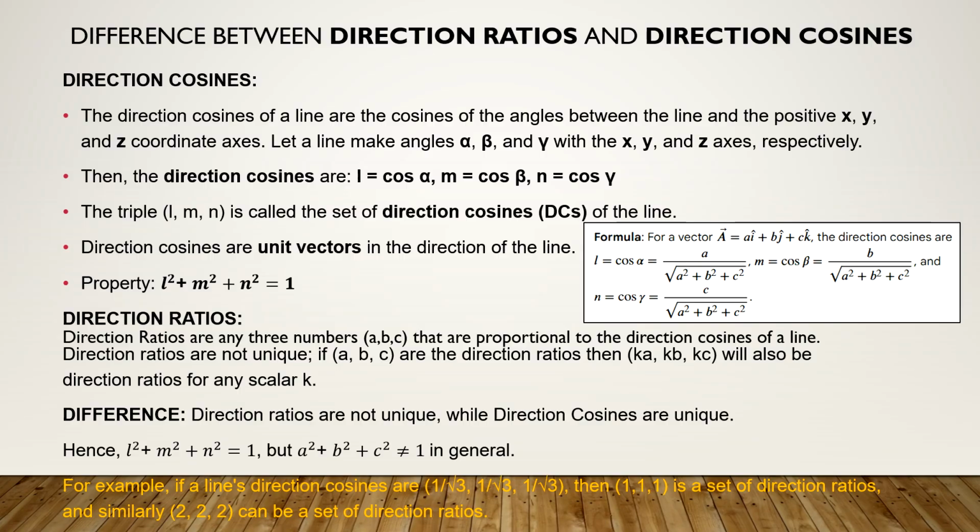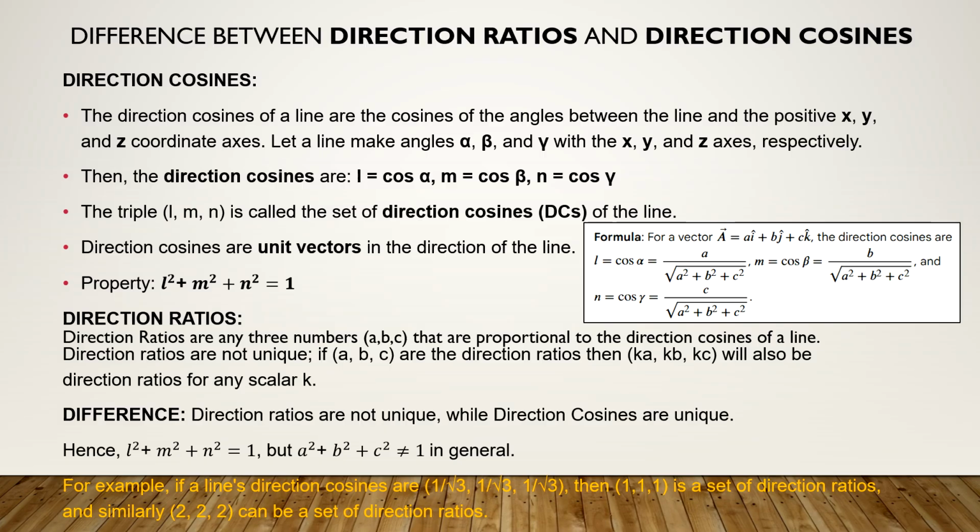Now direction ratios are the three numbers a, b, c which we are having that are proportional to our direction cosines. So direction ratios need not be unique. Direction cosines are unique, but direction ratios need not be unique. If a, b and c are the direction ratios, then ka, kb, kc can also be direction ratios for any scalar k. That means if you multiply any scalar by your a, b and c, they will also be the direction ratios. So they are not necessarily unique. So the main difference between them is that direction ratios are not unique, while direction cosines will always be unique.